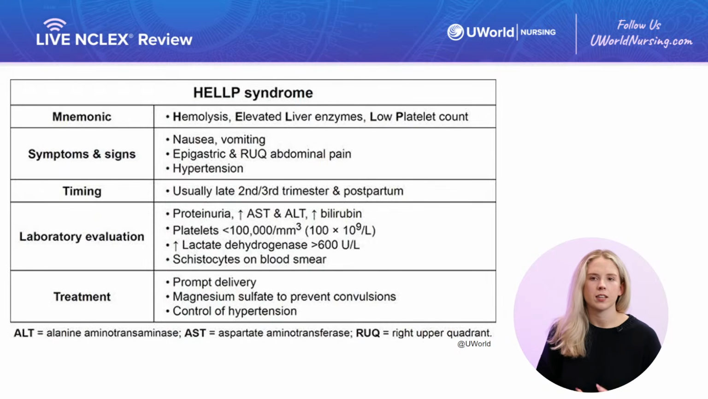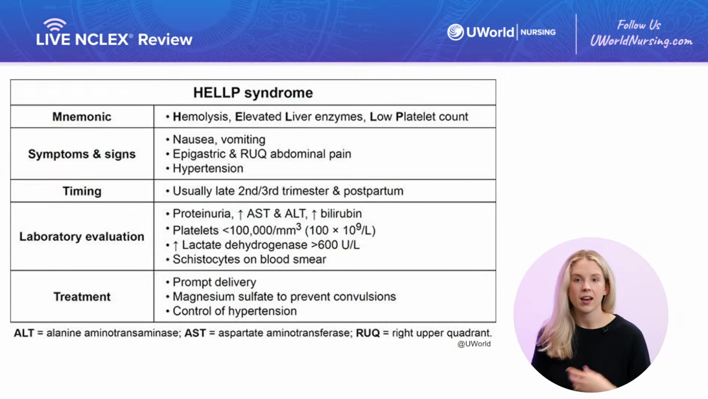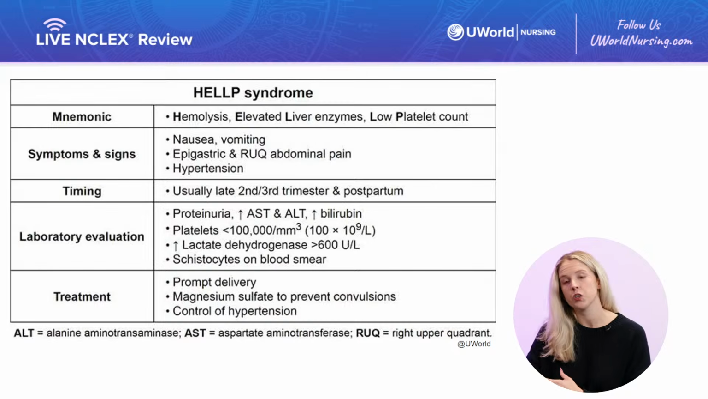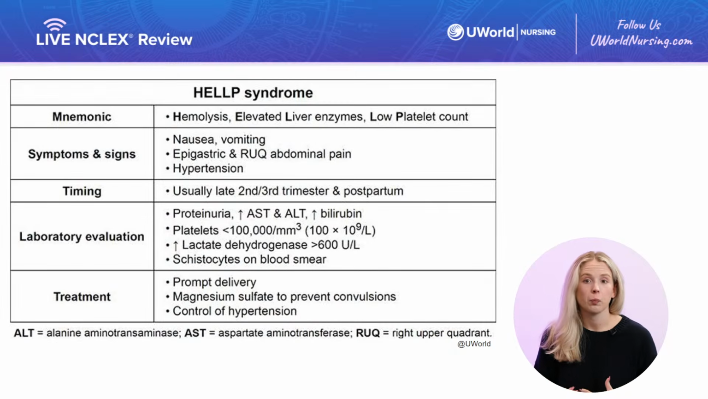H means hemolysis. So our red blood cells are starting to break apart, causing anemia. EL is for those elevated liver enzymes, which means we have liver dysfunction, and it can progress to that liver rupture at the worst end of the syndrome. LP stands for low platelets or thrombocytopenia, meaning we're at risk for hemorrhage or bleeding in this case. HELLP is a life-threatening emergency. The complications are going to look similar to preeclampsia with severe symptoms.